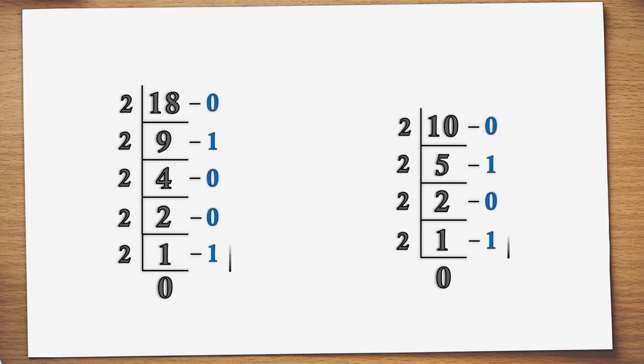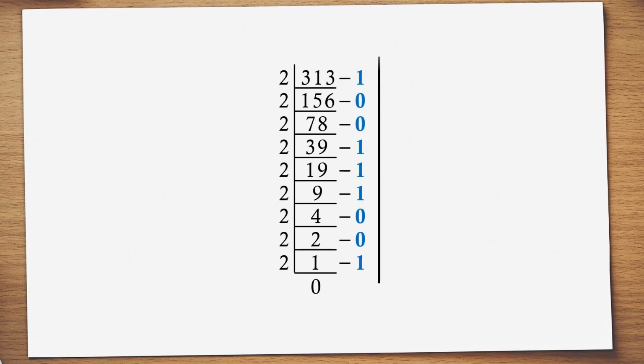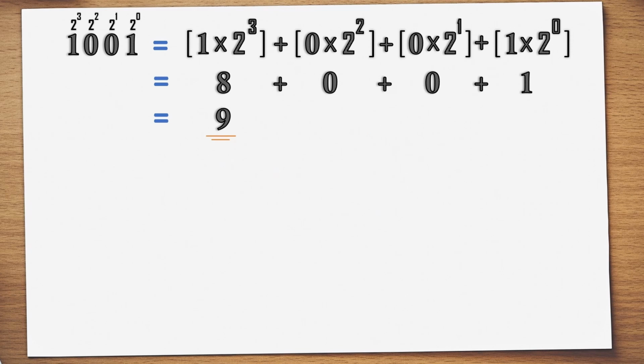Some more examples are shown here. This method works well even for larger numbers. Now we know what binary is and how to convert any given decimal number to binary and vice versa.